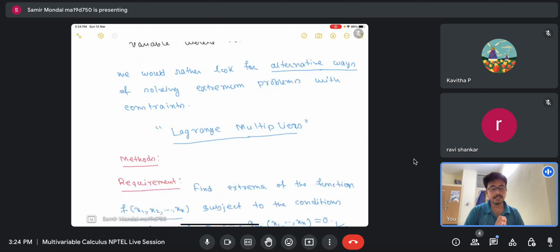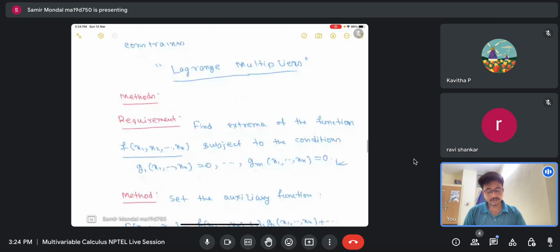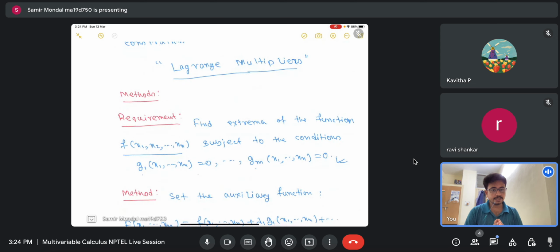The alternative method is the Lagrange multiplier method. What is the method and what is the requirement? Our requirement is to find the maximum and minimum of a function. Using the Lagrange multiplier we can find the extrema of a function, but using this method we can't give a guarantee of the existence of maxima and minima. But if you know that a maximum or minimum exists, then this is a very easy way to find the maximum and minimum of a function, subject to some conditions.